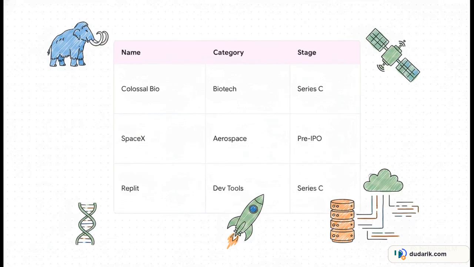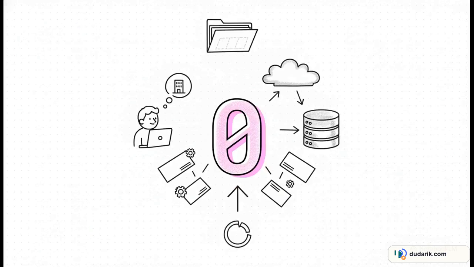But it's not just AI, which is super cool. The directory spans multiple industries with that exact same frictionless visibility. You've got colossal biosciences in biotech, SpaceX in aerospace, and Replit in developer tools. Whether you're tracking de-extinction genetics or serverless cloud compute platforms, the underlying architecture treats all this metadata with the exact same flat, accessible respect.